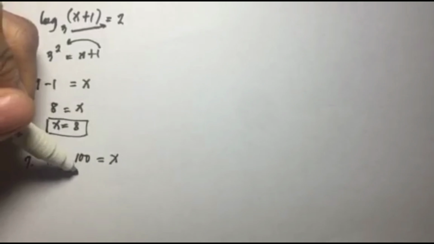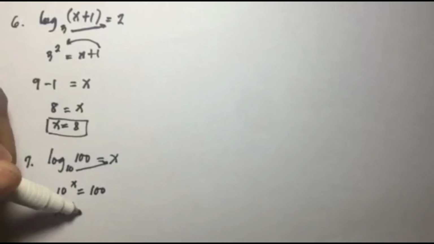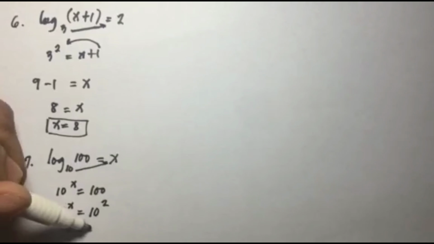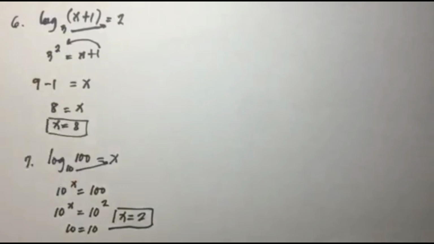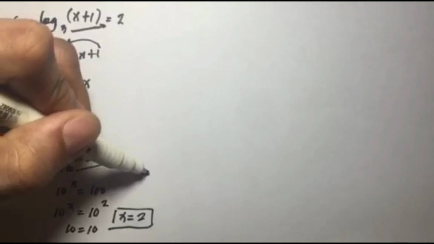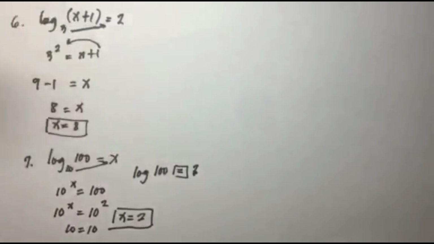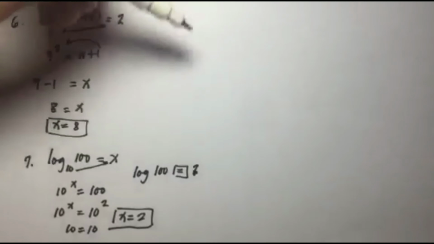So, ilang beses mo i-multiply yung 10 to make it 100? That is 2. Or, gawin nating same base. 10 raised to x equals 10 raised to 2. So, since 10 equals 10, therefore, x is equal to 2. Ito yung answer natin. Or, even using calculator, if you will encode the logarithm of 100, then equals, ang lalabas doon is 2. Okay? So, let's go to number 8.